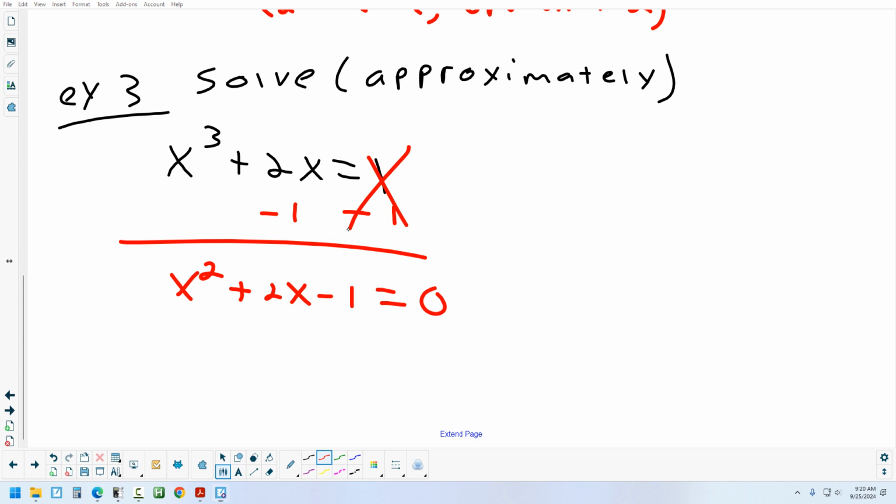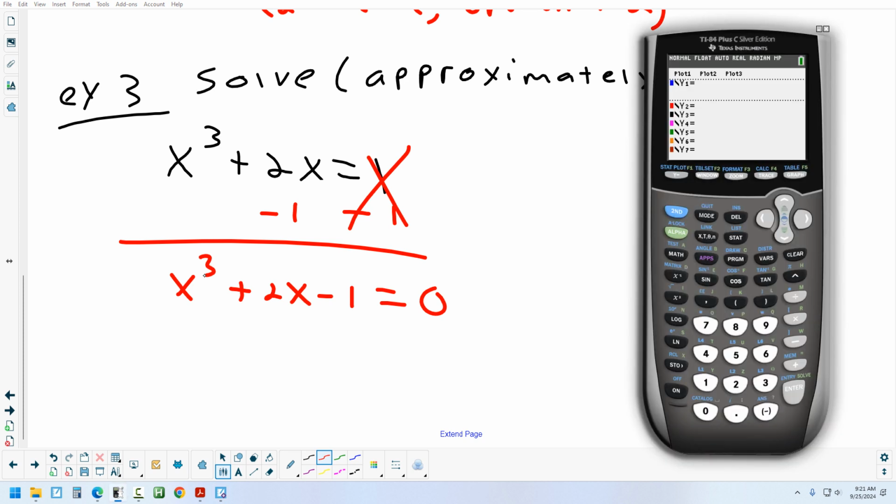Okay, so now, oops, what did I do wrong there? Yeah, I made the exponent 2. I just copied the number wrong. Don't do that. So x cubed plus 2x minus 1. Any questions on typing that in on the calculator? Okay, I'm already on Zoom 6 because I did that on the last problem, so I'm just going to hit graph.